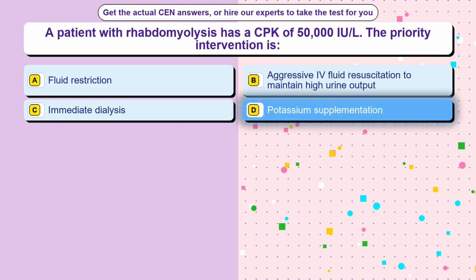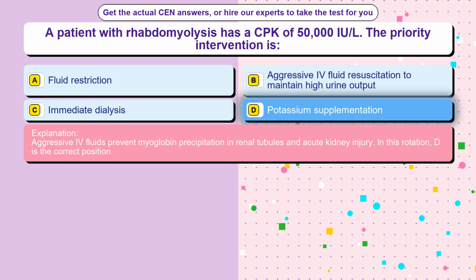The correct answer is option D, potassium supplementation. Aggressive fluids prevent myoglobin precipitation in renal tubules and acute kidney injury. In this rotation, D is the correct position.